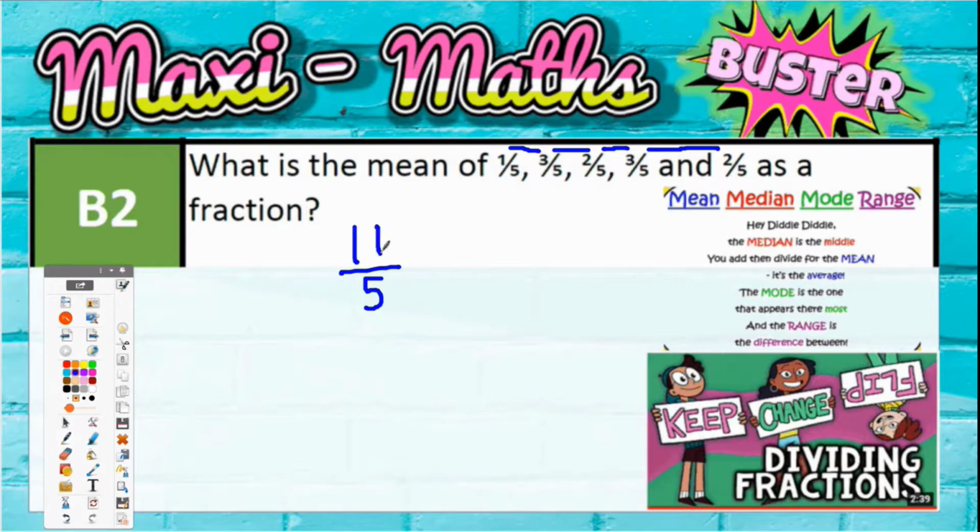So I make that come to 11. 1 plus 3 plus 2 is 6, plus another 3 is 9, plus another 2 is 11. So yeah, it's 11/5. But then we need to divide it by how many there are. Well, there are 5 fractions, so it's 11/5 divided by 5.